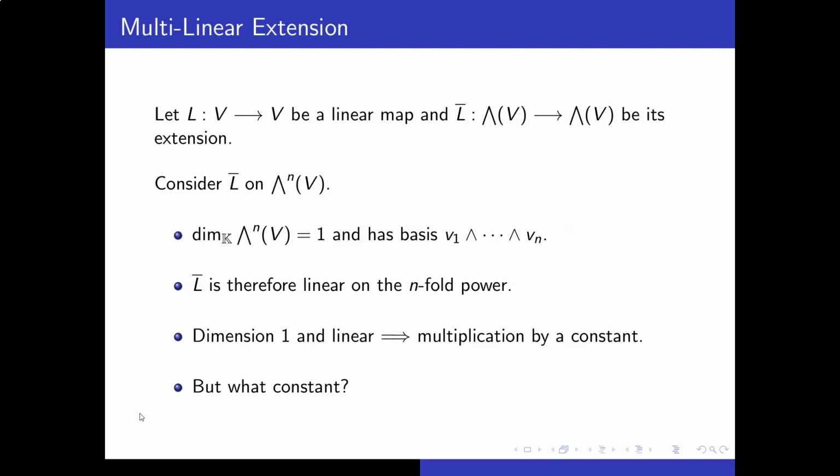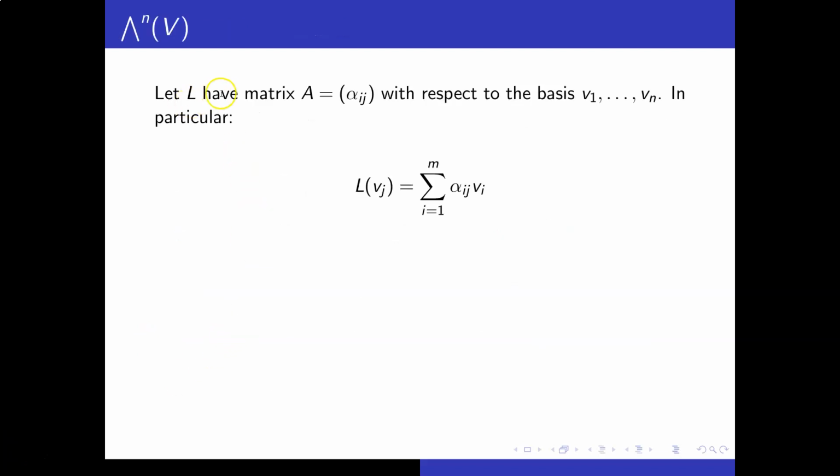So let's look a little closer. I've got my basis v1 through vn, and I'm going to assume that L has matrix A given by alpha sub ij with respect to that basis. So in particular, if I look at L applied to the jth vector, I get the sum of alpha ij vi, i running from 1 to m. Essentially, it would be running down the jth column of the matrix. That's what L of vj does. So that tells me what L of a basis vector is.